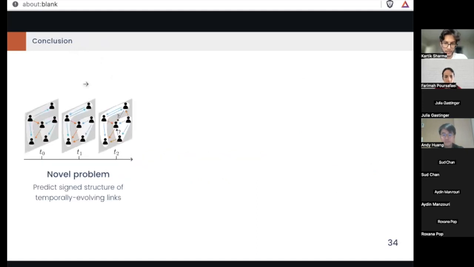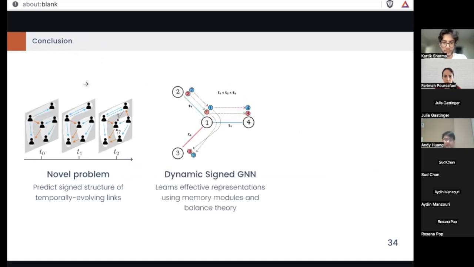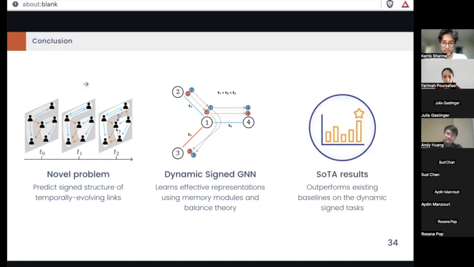Let me conclude. We consider a novel problem of predicting the sign structure of temporally evolving links. To this end, we present a novel model to learn effective representations. And we find that our model outperforms the existing baselines on different new dynamic sign tasks.